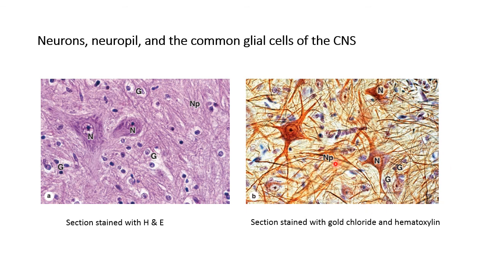So you notice the difference between this section and this section in distinguishing the neuropil. On the right side, with gold chloride and hematoxylin, it's very clear that the neuropil is a fibrous network formed by the processes of the neurons, these are neurons, and the glial cells.